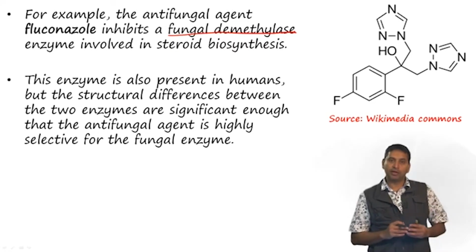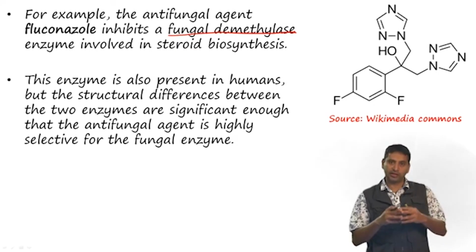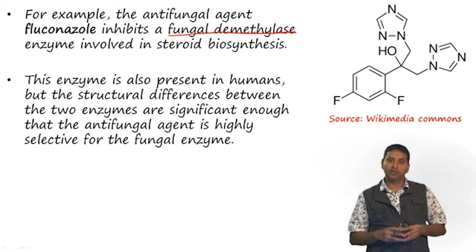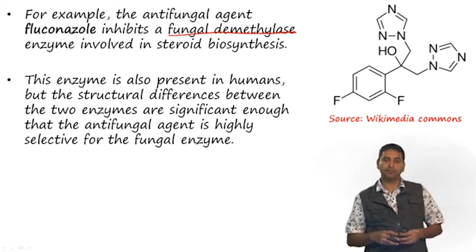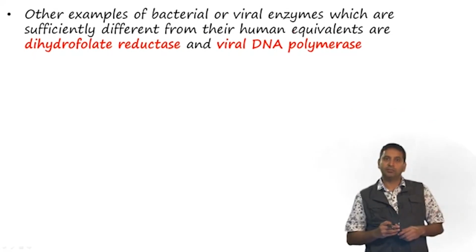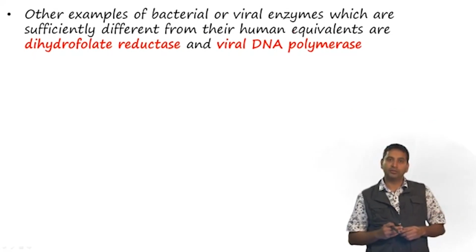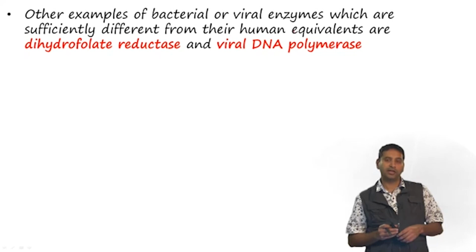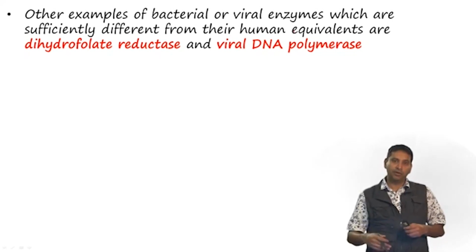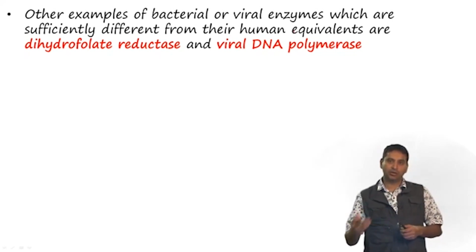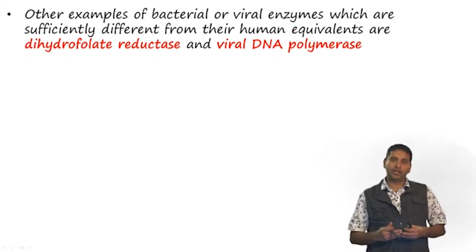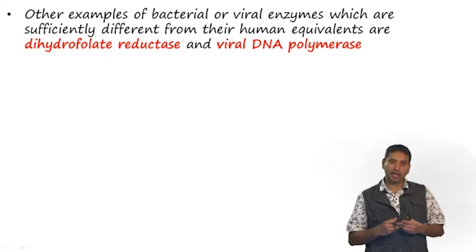The human counterpart for this enzyme is also present, but the structural differences are so significant that the antifungal agent is highly selective for the fungal enzyme. There are a number of other examples of bacterial or viral enzymes which are sufficiently different from the human equivalents, and some examples are dihydrofolate reductase and viral DNA polymerase. We will again look at some of these examples later on in the course, but suffice to say at this point that it is not necessary that the enzyme is completely absent.